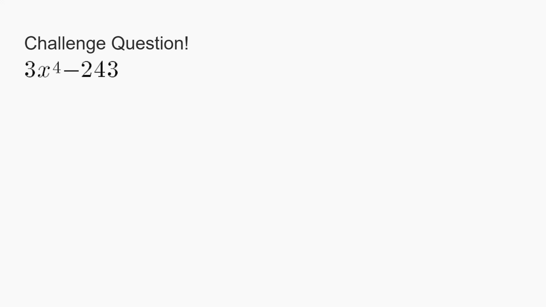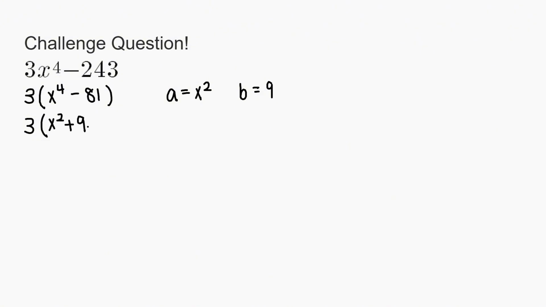Now, let's get started. We have 3x to the 4th minus 243. Let's start by grouping a 3 out. This gives us 3 times x to the 4th minus 81. Now, this looks like the difference of squares. So let's start with a being equal to x squared and b being equal to 9. So this gives us 3 times x squared plus 9 and x squared minus 9.